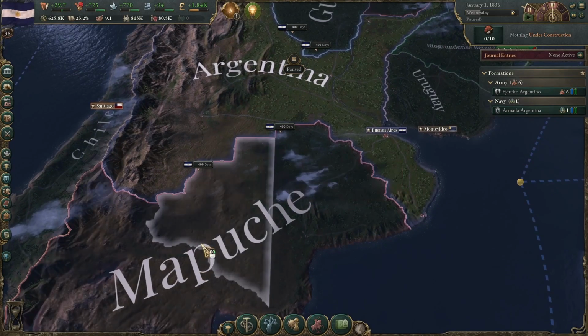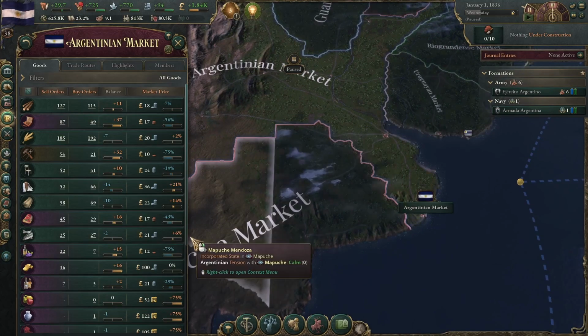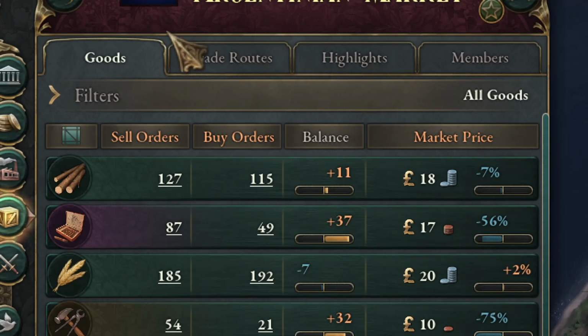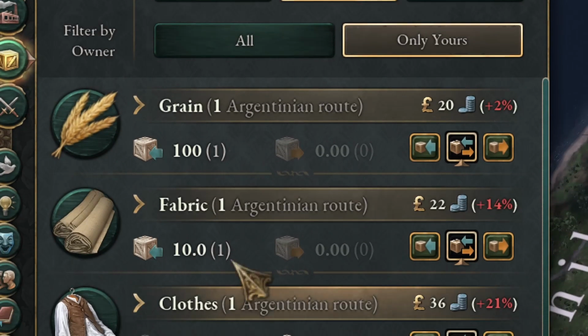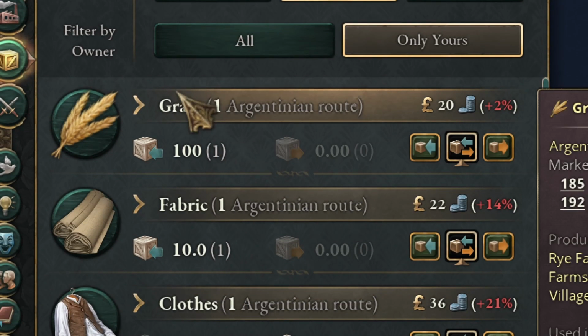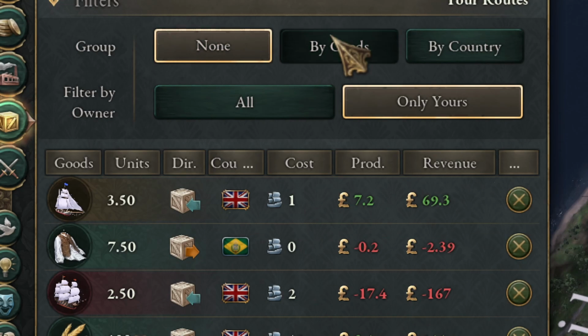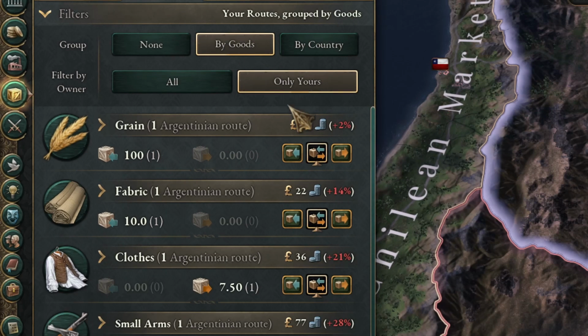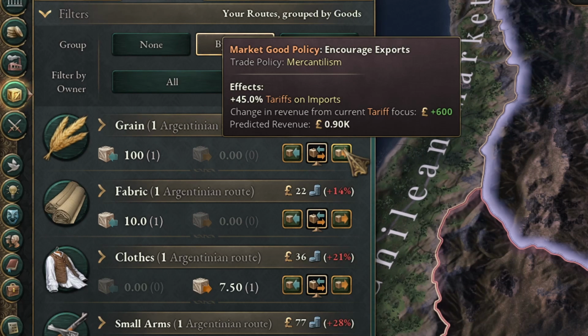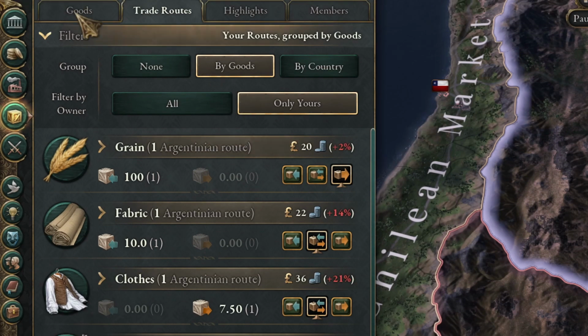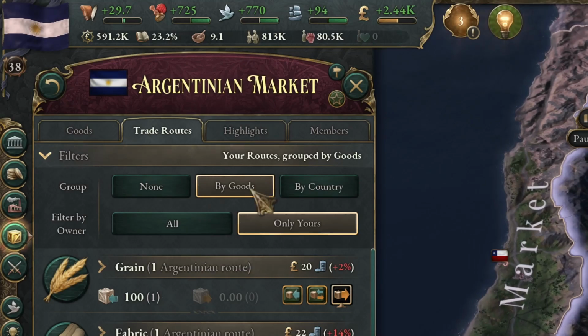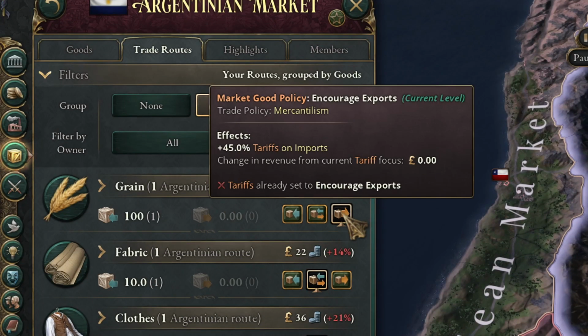So how to enact the corn laws? First you go to the market, then you go to the second tab, and you will find your corn, and you should sort there by good. If it's not sorted by good, make sure to sort by good, and then you should put a tax on imports. This is the first requirement.